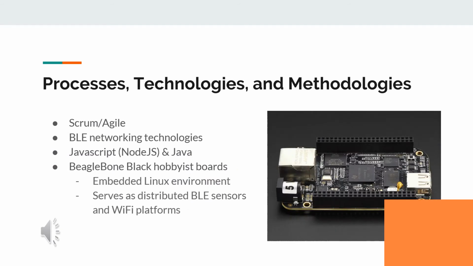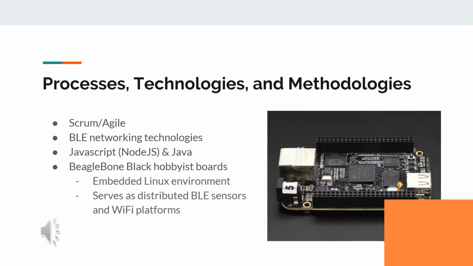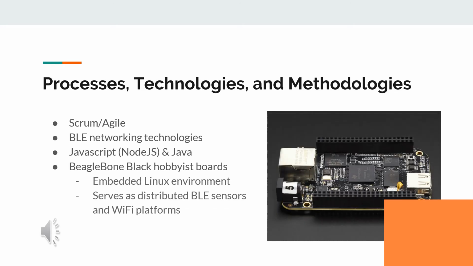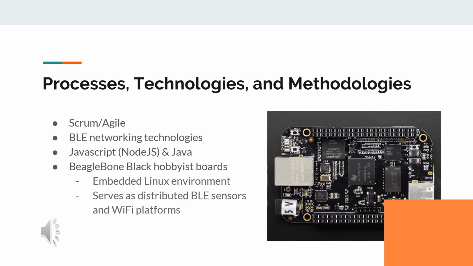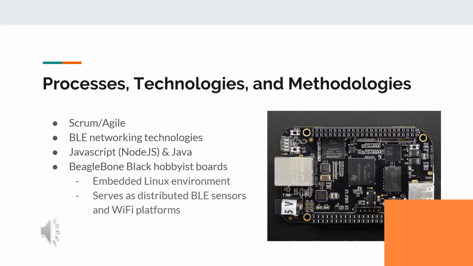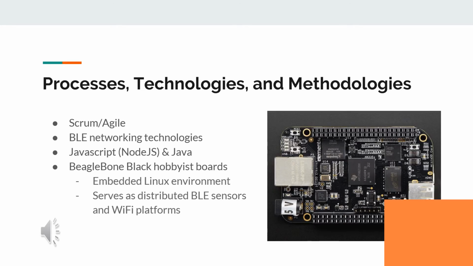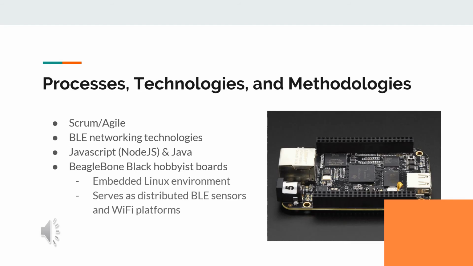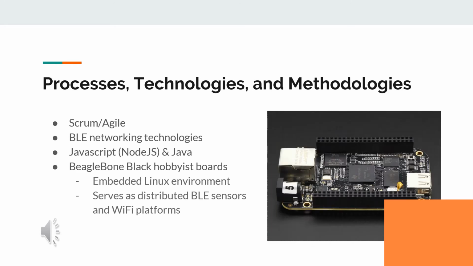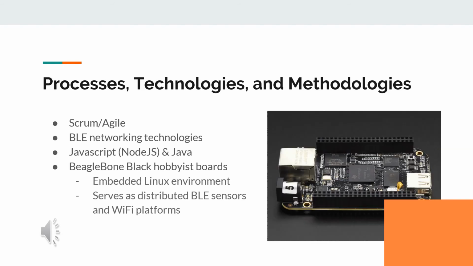In this project, we're going by the Scrum or Agile methodology. We're also working with BLE networking technologies to determine the devices in each room. We're also using the BeagleBone Black Wireless boards as BLE sensors and Wi-Fi platforms. The BeagleBones work in an embedded Linux system environment. For the BeagleBone's discovery and data collection process, we are using JavaScript to control the BeagleBone, and we're also using the Java language for the algorithm.